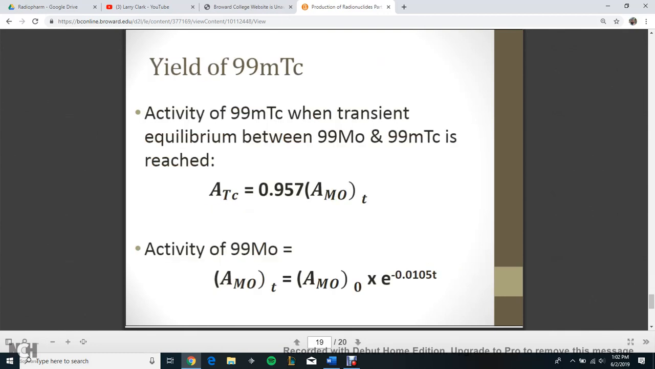The yield of Tc. The activity of Tc when transient equilibrium between Mo and Tc is reached is equal to 0.957 times the amount of Mo activity at that time.